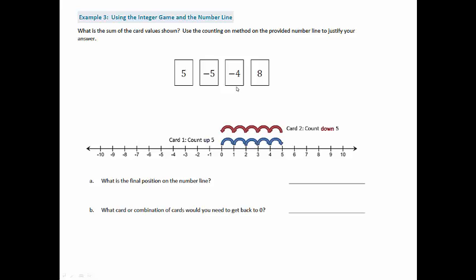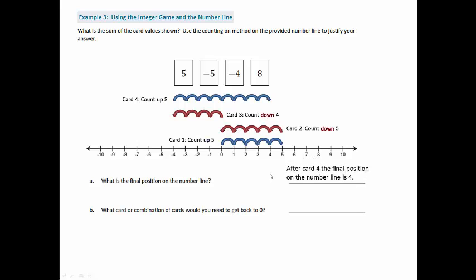Our next card is negative 4, which means we're going to count down 4 from where we left off the last time. So we're going to count down 4. 1, 2, 3, 4. And our last card is a positive 8. That means we're going to count up 8 from where we left off. 1, 2, 3, 4, 5, 6, 7, 8. Our final position on the number line is positive 4.